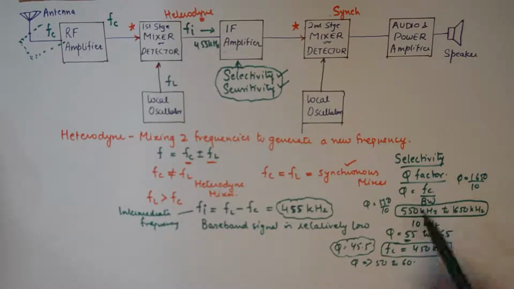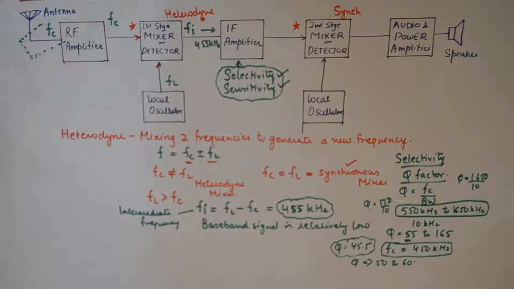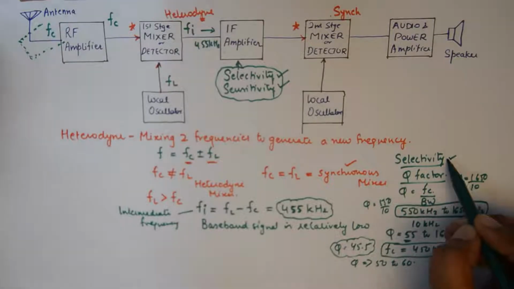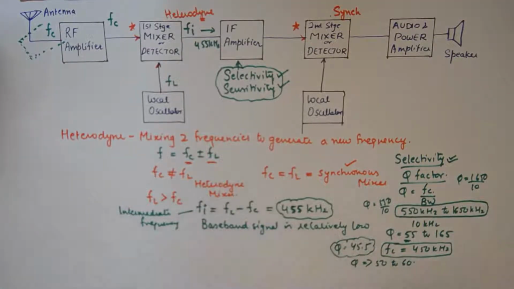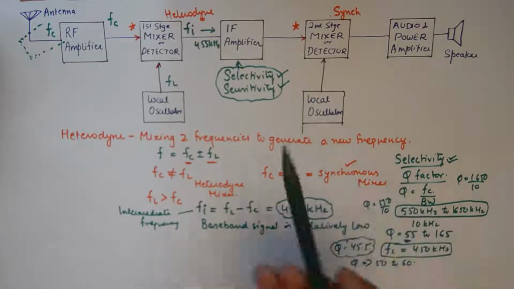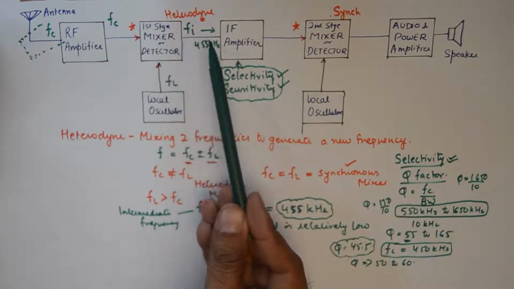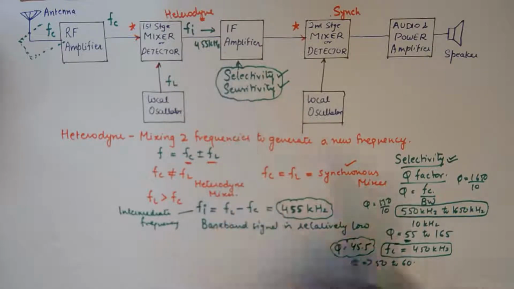The selectivity happens best if we keep the Q factor between the range of 50 to 60, and we have chosen a value of 45.5, so that reduces the need of using very high power amplifiers, and it results in the reduction of harmonics also. So the first parameter analysis, which is selectivity, happens better if we keep the frequency fed to the IF amplifier to be fixed.